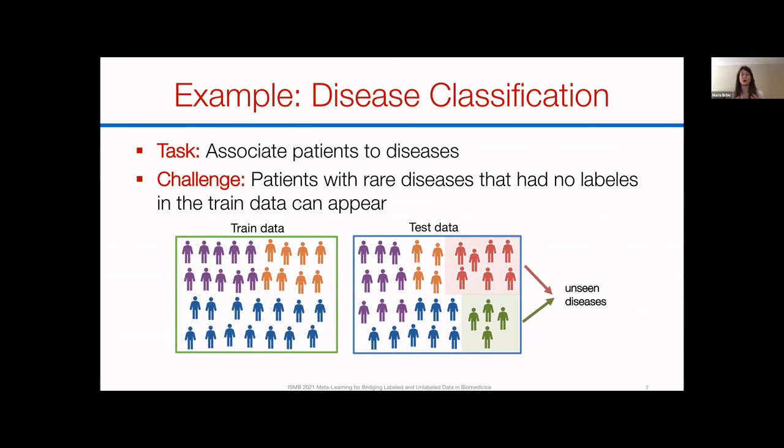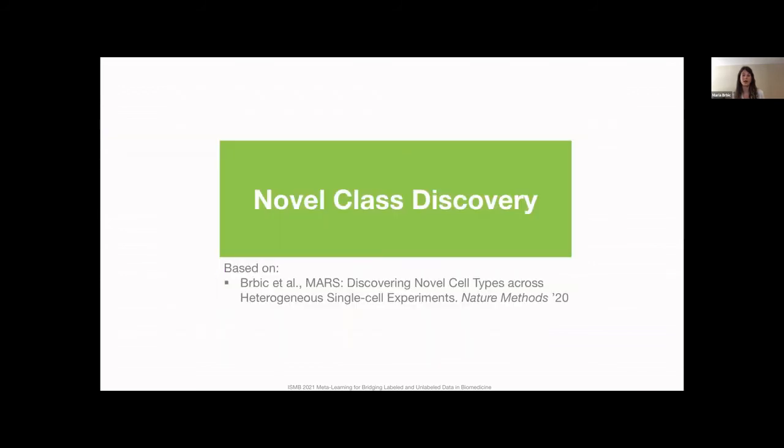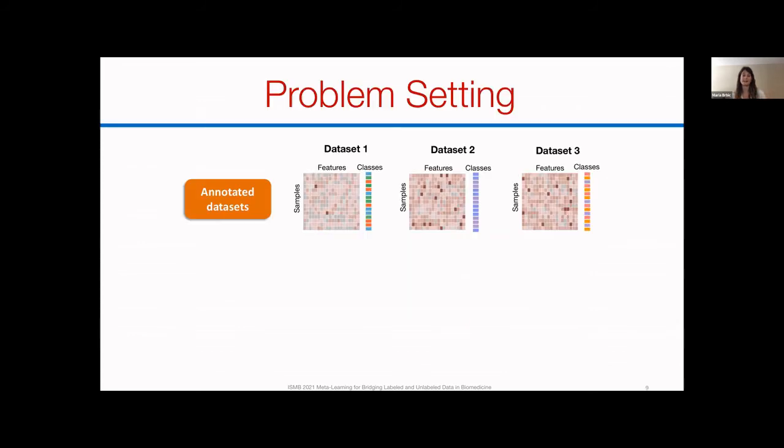So in this case, we need models that are able to recognize these novel classes. And in the next part of the tutorial, we will see how we can develop methods that can discover novel classes. So the problem we are considering is the following.